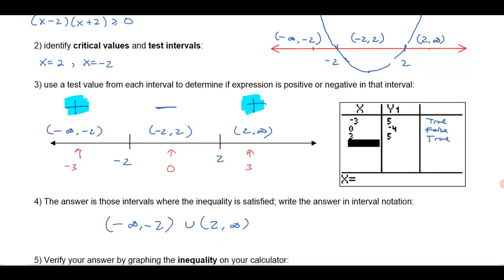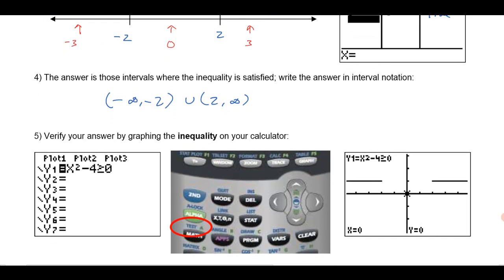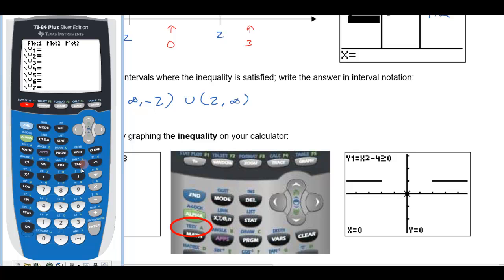All right? So another thing we could do is verify our answer by graphing that inequality on our graphing calculator. So if I go to my graphing calculator here, let's plug in x squared minus 4, and let's graph this on my standard setting here. Just from that graph, you can look at this and say, where is x squared minus 4 greater than or equal to 0?